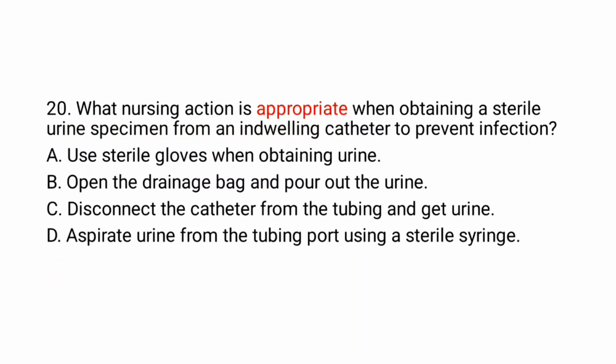Number 20. What nursing action is appropriate when obtaining a sterile urine specimen from an indwelling catheter to prevent infection? A. Use sterile gloves when obtaining urine. B. Obtain the drainage bag and pour out the urine. Letter C. Disconnect the catheter from the tubing and get urine. And letter D. Aspirate urine from the tubing port using a sterile syringe. The correct answer here is letter D. The nurse should aspirate the urine from the port using a sterile syringe to obtain a urine specimen.